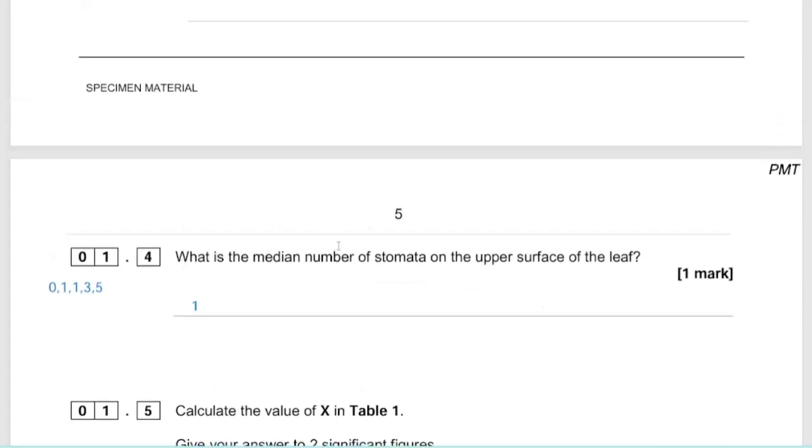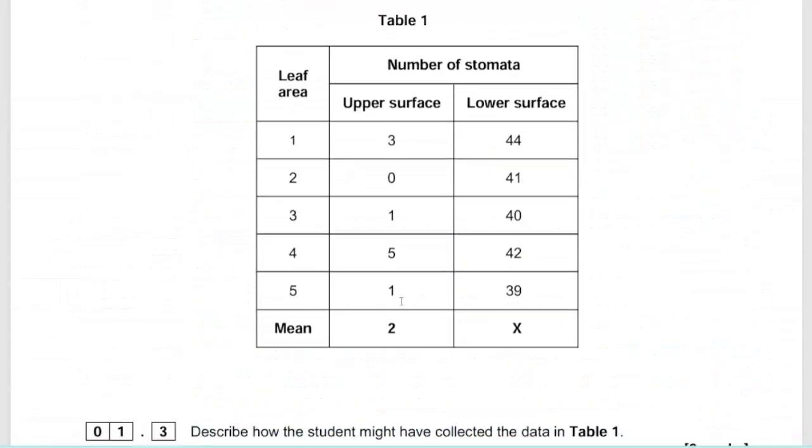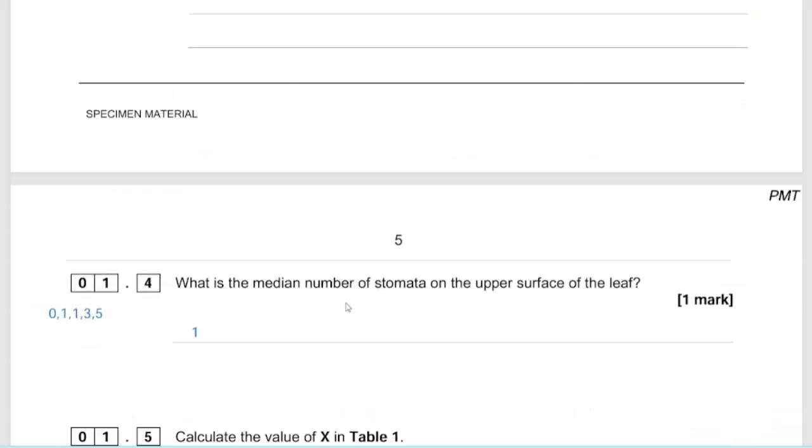And what is the median number of stomata on the upper surface of the leaf for question 1.4? Now, if you can see from here, you take this list and then you just write it out in order, 0, 1, 1, 3, 5, and take the middle number to calculate the median, which is 1.